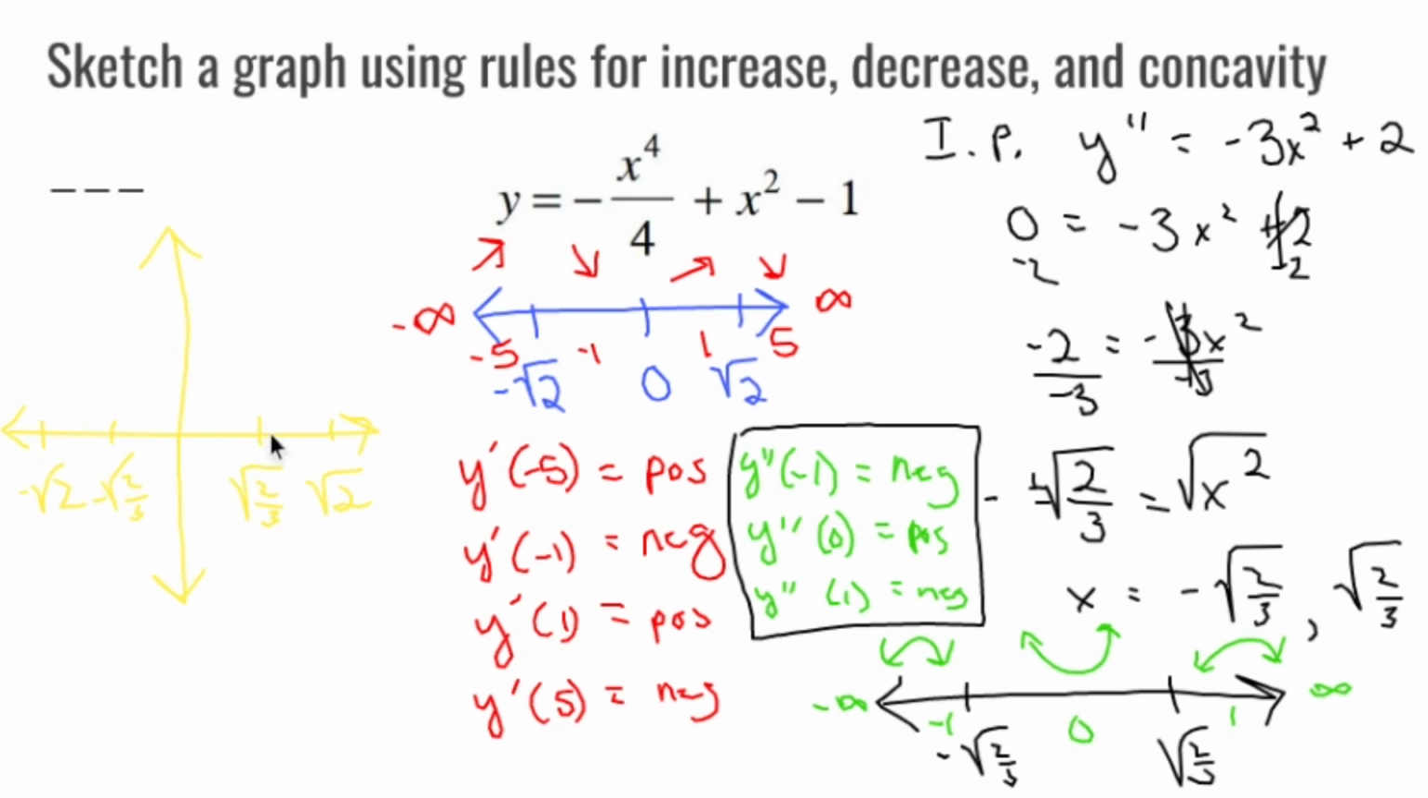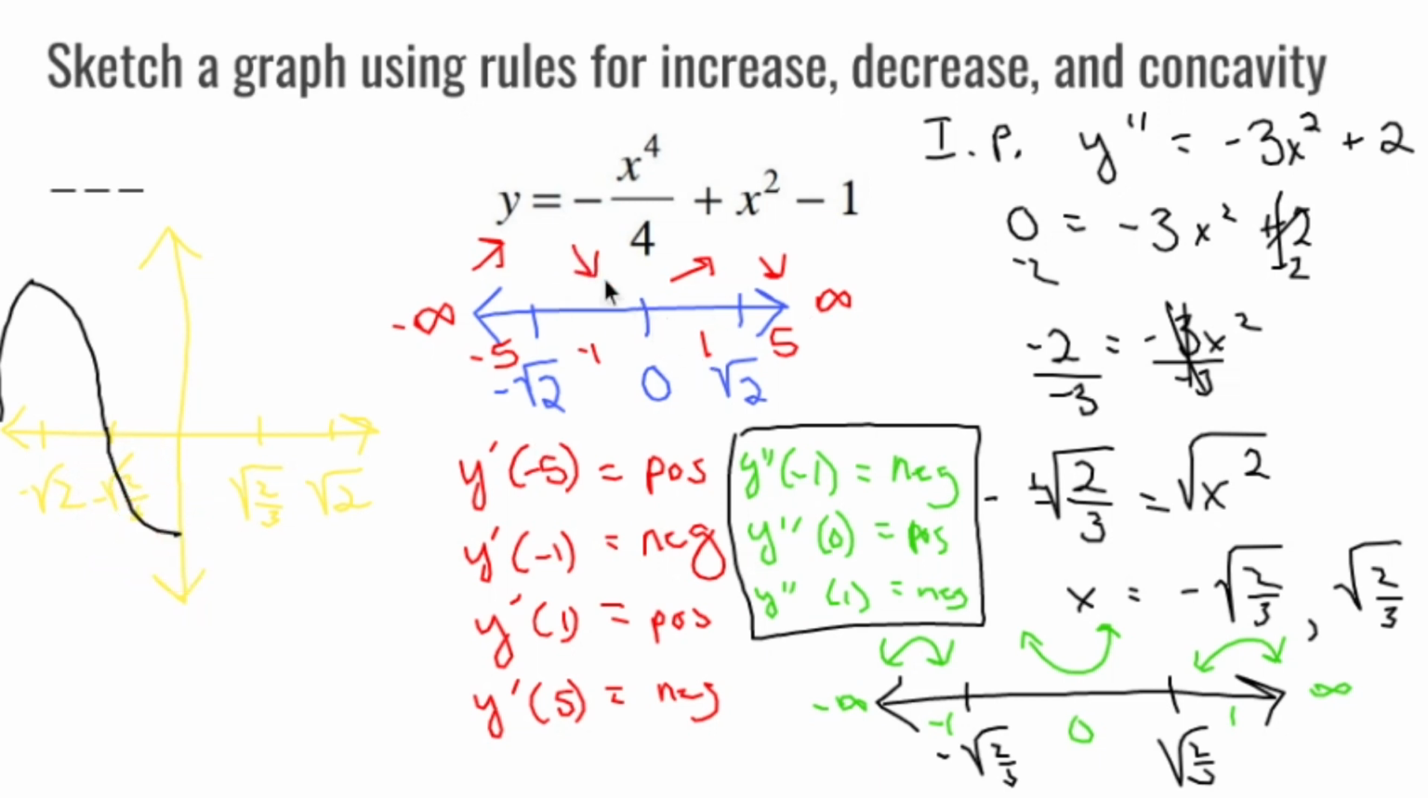Now let's do some drawing. I'm increasing until I hit negative square root of 2. So let's draw something that's increasing. Once I hit negative root 2, I begin decreasing until I hit 0. Once I hit negative square root of 2/3, I start going concave up. So right now, you can see that to the left of negative square root of 2/3 it is concave down. But once I hit negative square root of 2/3, I start concave up until I hit 0.